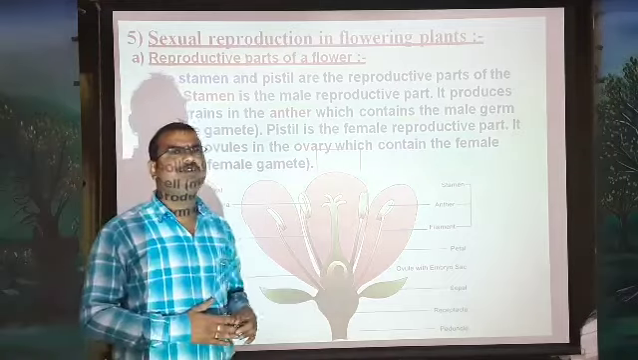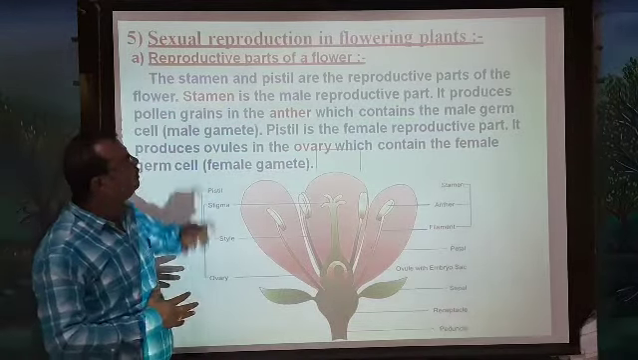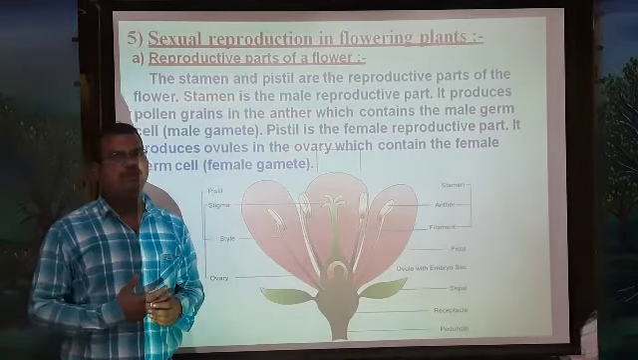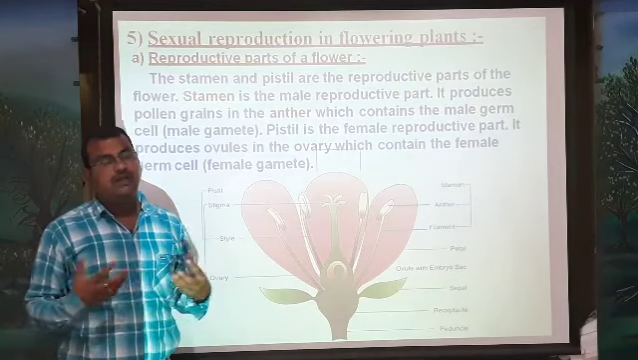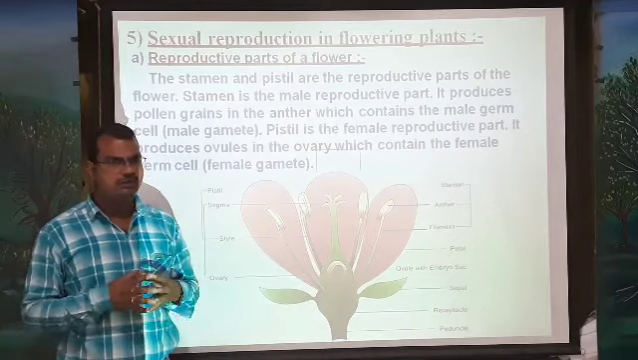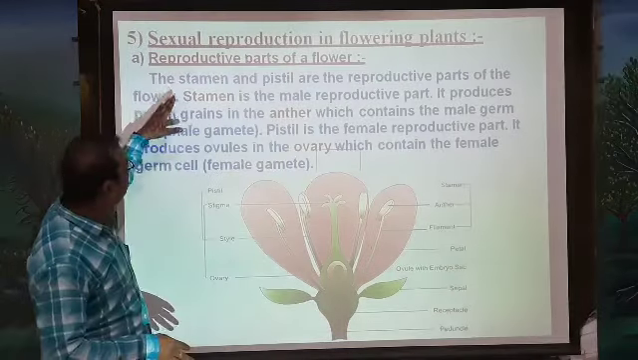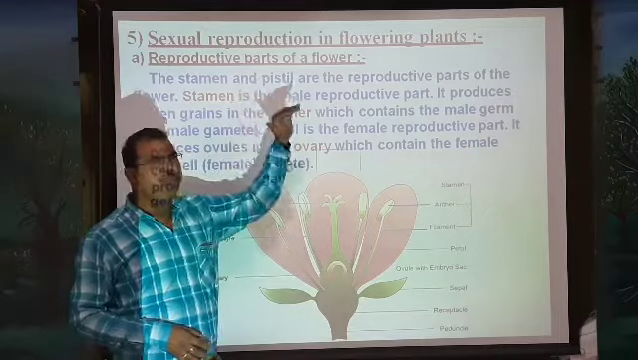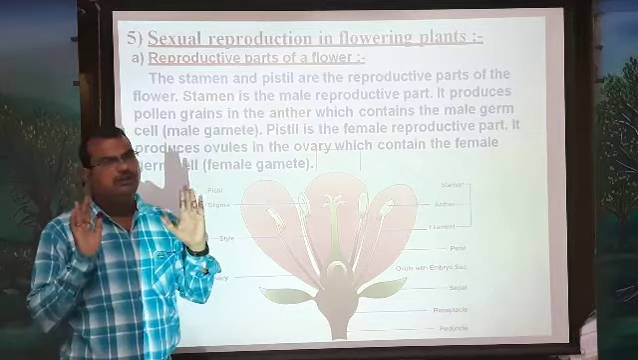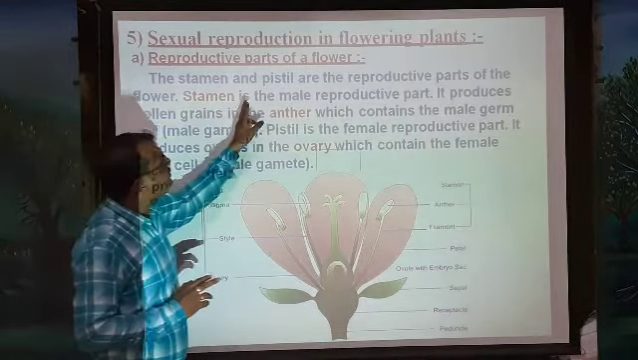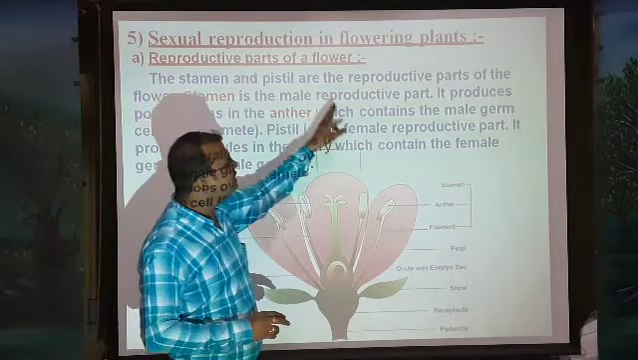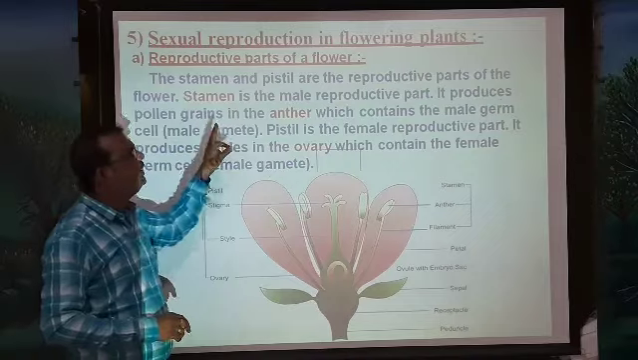So before entering into this topic, first we should know what sexual reproduction is. Sexual reproduction means that two parents or two cells are involved in the production of a new organism or new individual. Here in plants, the stamen and pistil are the reproductive parts responsible for producing a new individual. Stamen is the male reproductive part. It produces pollen grains in the anther, which contain the male germ cell or male gamete.